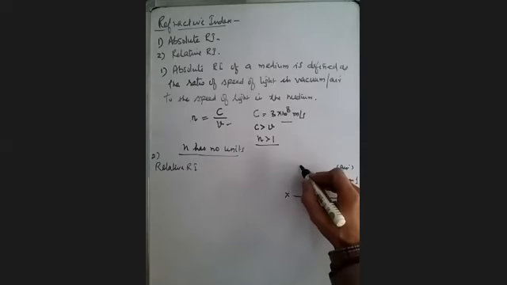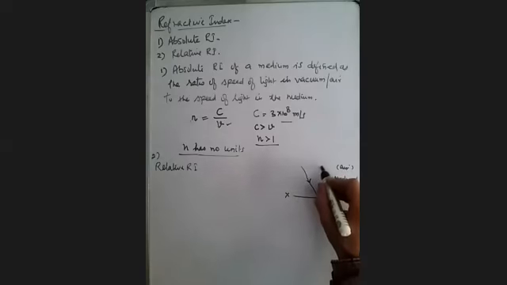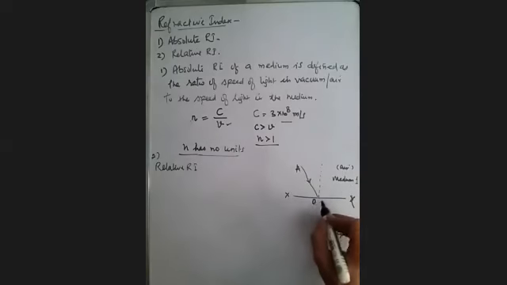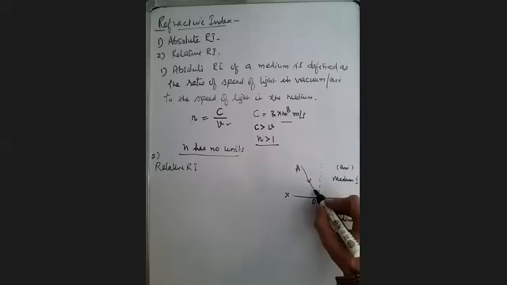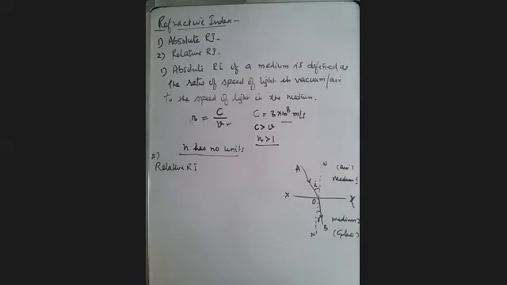Now when a ray of light is incident at the interface obliquely, suppose along AO, then it will always bend towards the normal. So it is incident along AO, it will refract along OB, such that the angle i of incidence is larger than the angle r of refraction. This is the normal drawn at the point of incidence. Now, speed of light in air is suppose v1, and speed of light in medium 2, that is glass, is v2.